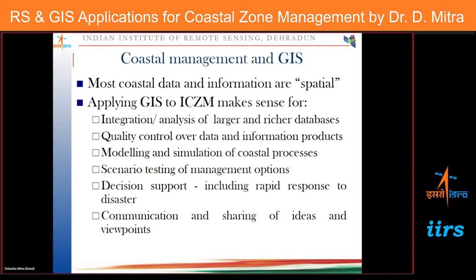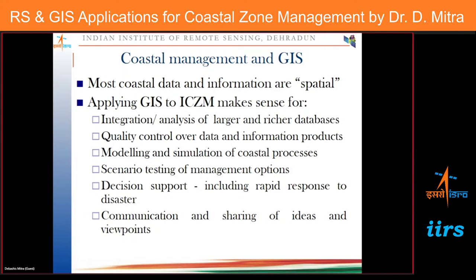Particularly when GIS is concerned, for the coastal zone there is a lot of role for GIS, because GIS deals with spatial data, and coastal zone data is also spatial. So why do I use GIS for the coastal zone? Because this is also important for the other branches of the subject, because GIS is a platform where you can do integrated analysis of a larger database, and we can do a lot of quality control of the data.